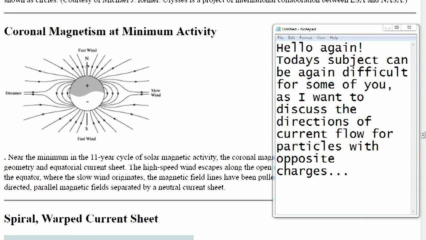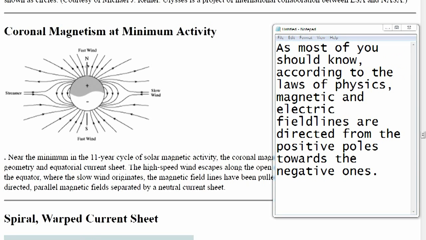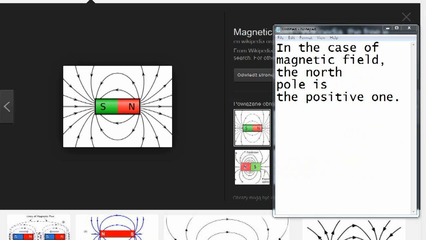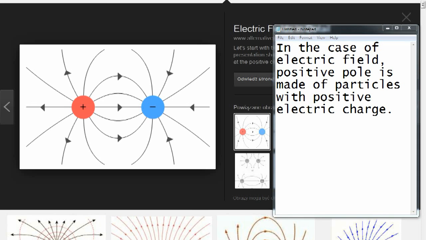Hello again. Today's subject can again be difficult for some of you, as I want to discuss the directions of current flow for particles with opposite charges. As most of you should know, according to the laws of physics, magnetic and electric field lines are directed from the positive poles towards the negative ones. In the case of a magnetic field, the north pole is the positive one. In the case of an electric field, the positive pole is made of particles with positive electric charge.